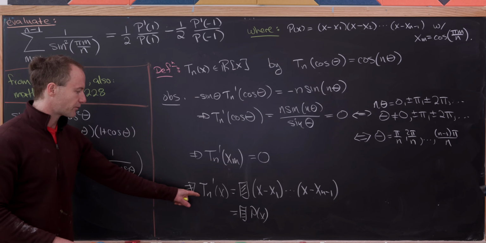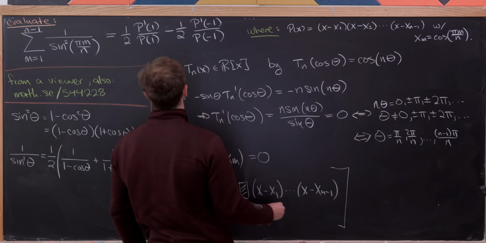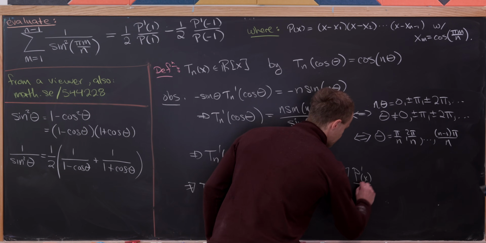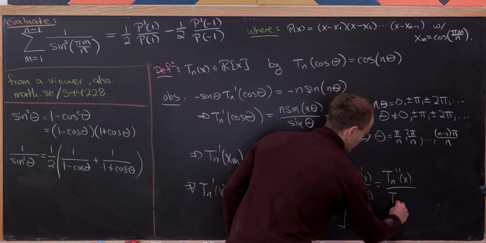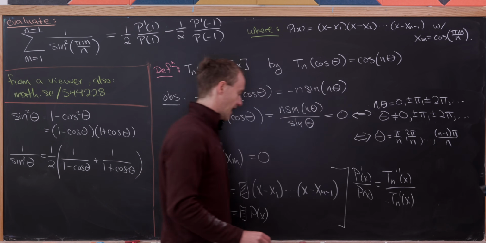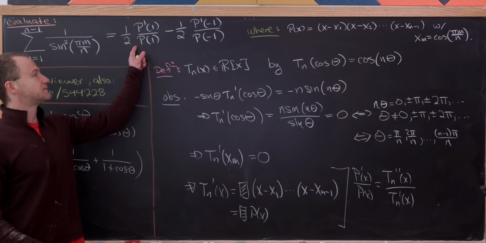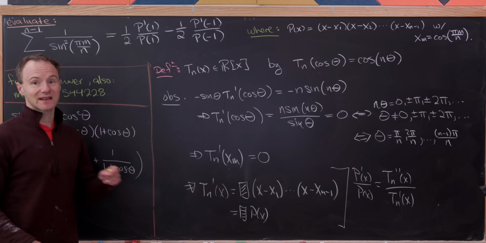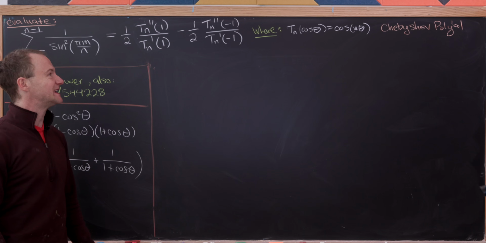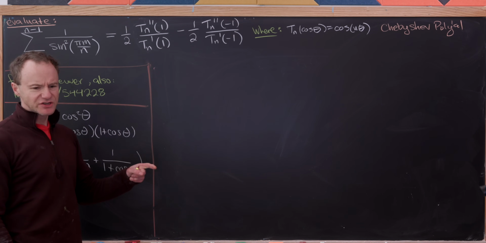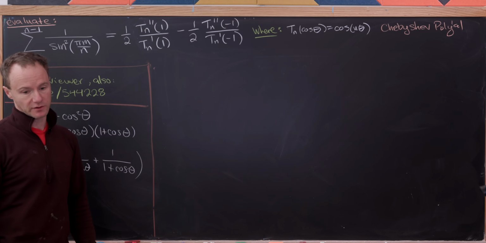But then if T_n prime is really just a multiple of p, that tells us that p prime of x over p of x is the same thing as T_n double prime of x over T_n prime of x, because the constant term will cancel. Okay, so now let's replace these p's with T_n primes, and let's see where that takes us. We were just able to write our goal sum in the following form with these new T_n polynomials. I should point out that this forms a special family of polynomials known as Chebyshev polynomials.